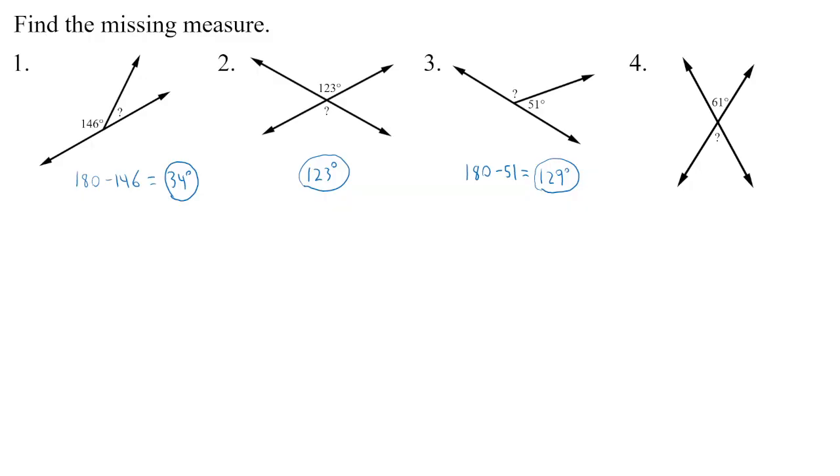And finally, on number 4, one angle is 61 degrees, and you're asked to find another. They're vertical angles. They're congruent. Therefore, if one angle is 61 degrees, the other angle has to be 61 degrees.